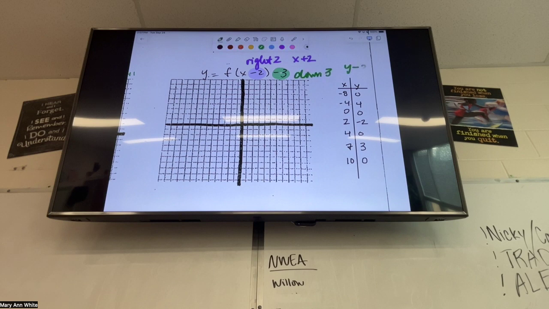Does it matter if I do my x plus 2 first or my y minus 3s first? No, they don't affect each other. So just as long as you get both of them done, it doesn't matter. So you can move all your points right 2 by adding 2 to them.